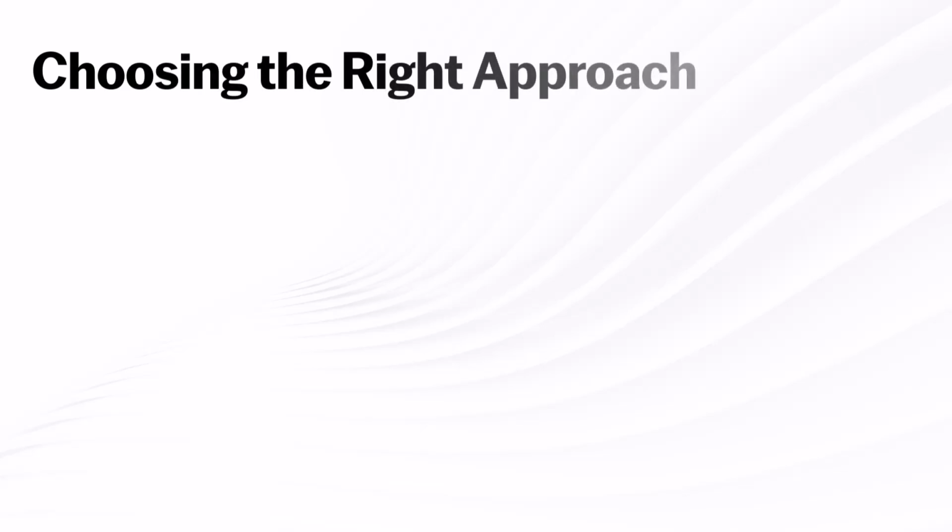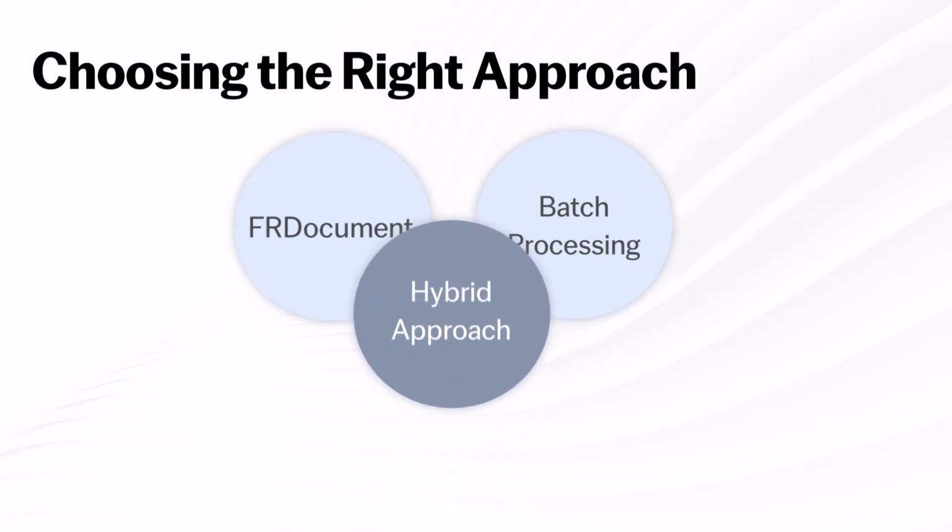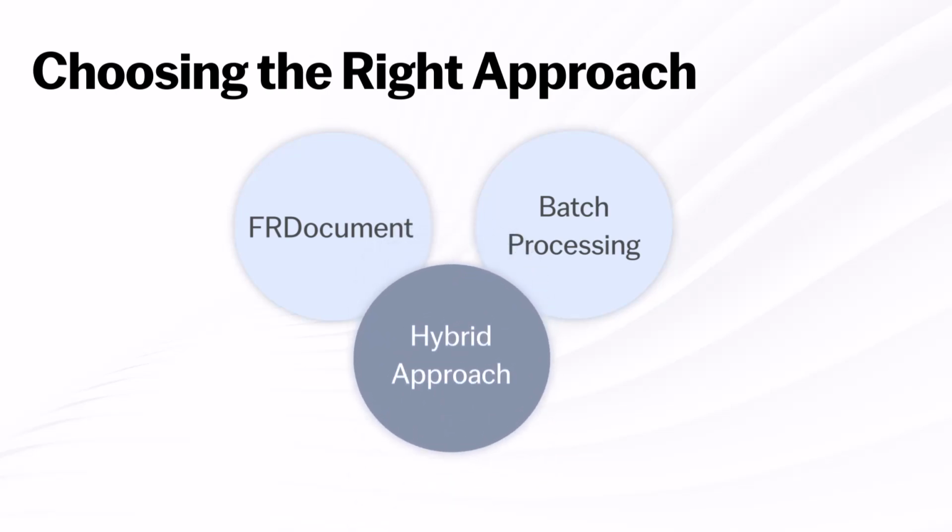To wrap up, FineReader Engine gives us two powerful ways to process documents. FRDocument is the best choice when we need maximum control, visibility, and per-document customization. Batch processing is ideal when we prioritize automation, throughput, and scalability across large workloads. And in many real-world systems, a hybrid approach combines both: batch processing for the bulk work, with FRDocument used selectively for pages that need deeper inspection or special handling.